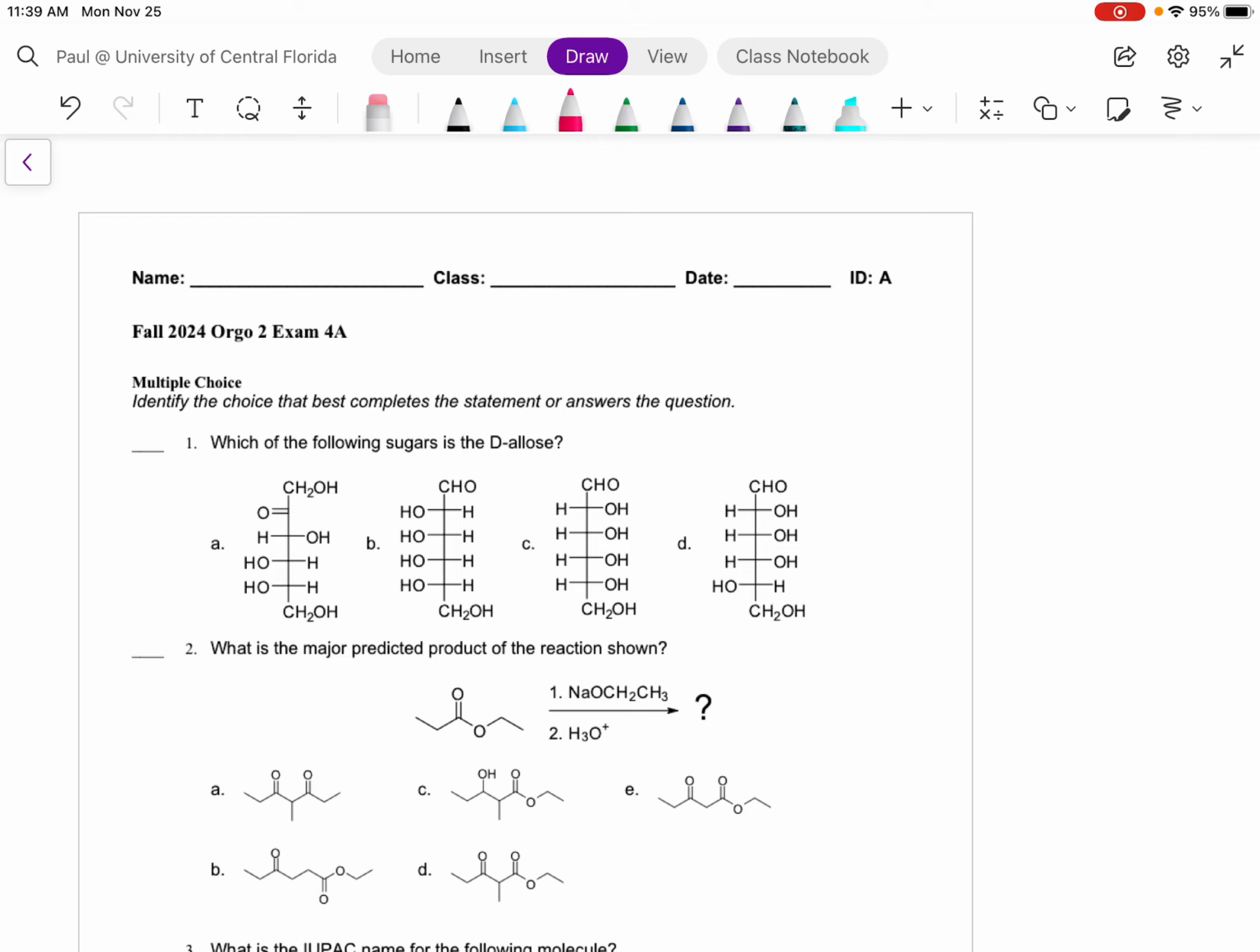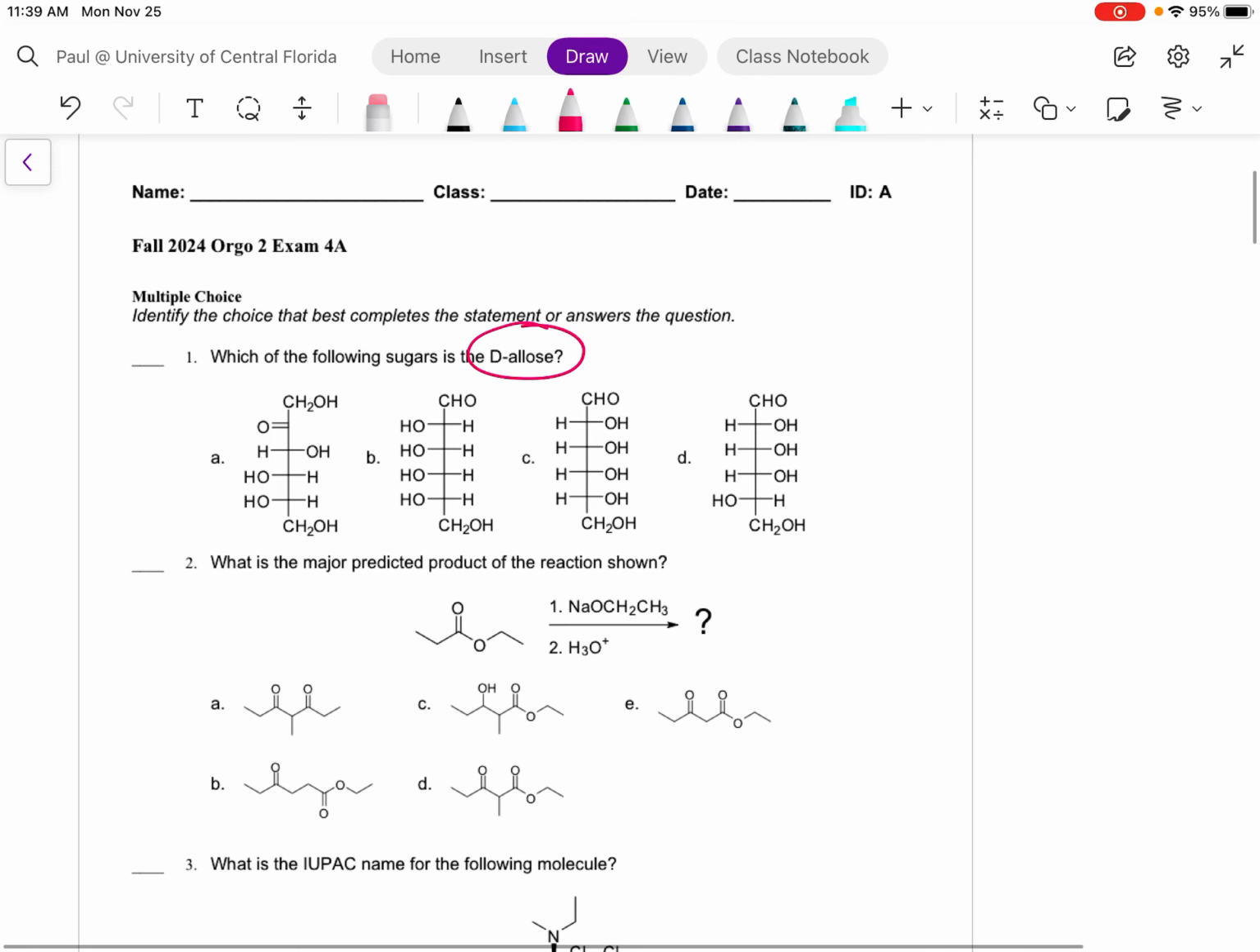Okay, question 1. In this particular question, if you have D-allose memorized, then you got it in the bank. But if you don't, then we just have to analyze the question. And we see that it's saying D. So that means on these carbons right here, the last stereocenter, in all those sugars, we need the alcohol on the right side. And that's the only one with the alcohol on the right side. So that's the only D sugar possible. All the others are L sugars. So that's the only answer possible.